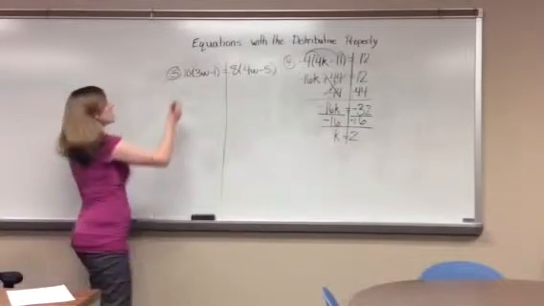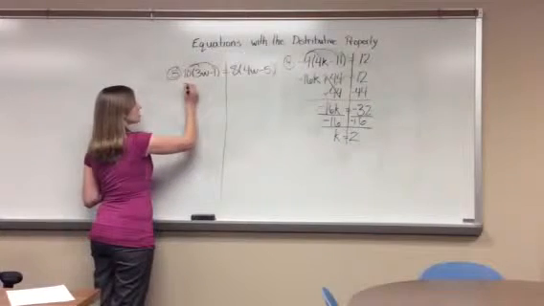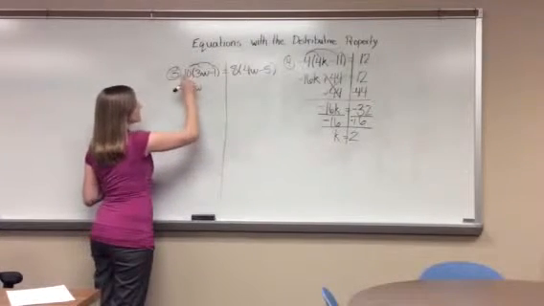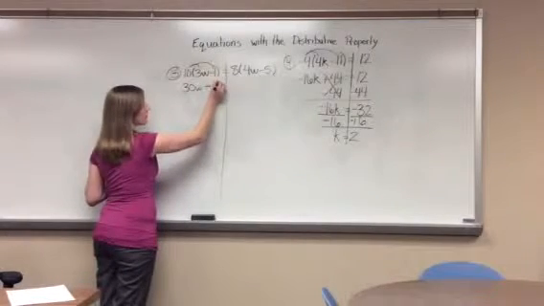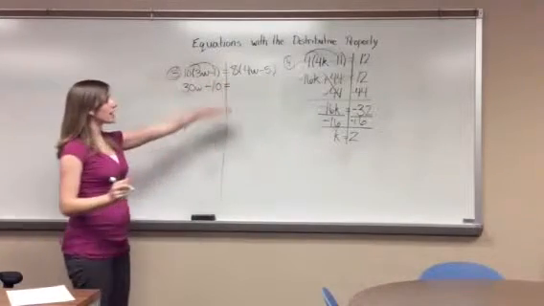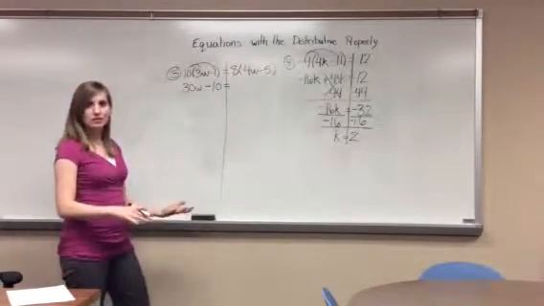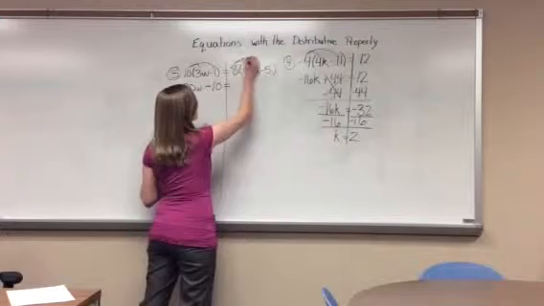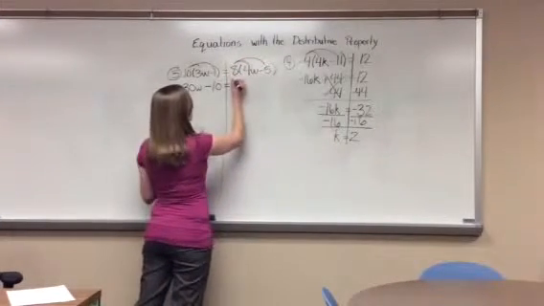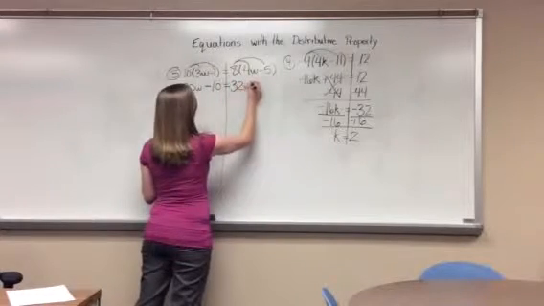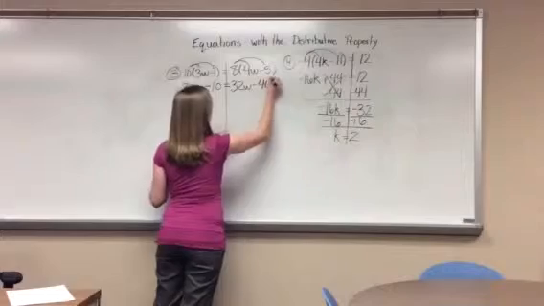So my first step is to multiply. 10 times 3w is 30w. 10 times a minus 1 is negative 10, so we put minus 10. On the right-hand side, we have another set of parentheses, so I'm going to do the distributive property again. Distribute the 8. 8 times 4w is 32w, and 8 times negative 5 is negative 40.